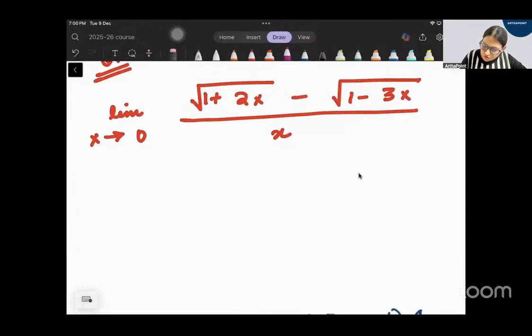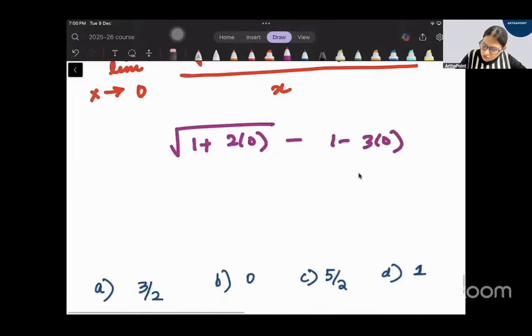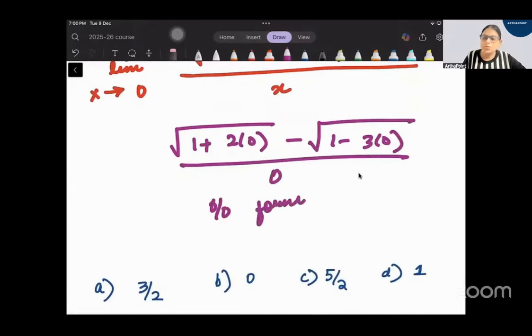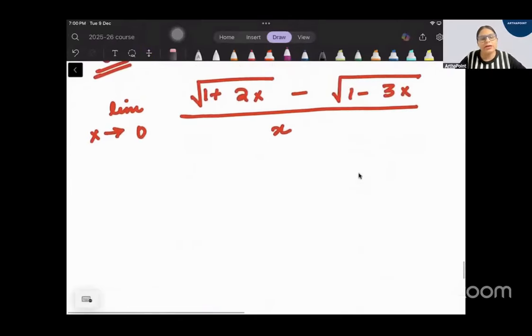So we notice 1 plus 2 into 0 minus 1 minus 3 into 0 by 0. It's a 0 by 0 form. So I can either apply L'Hopital here or I can apply rationalization. Okay. Let's follow rationalization first. So rationalization में हम क्या करते हैं that if you see a negative sign here, you will multiply numerator and denominator with a positive sign.